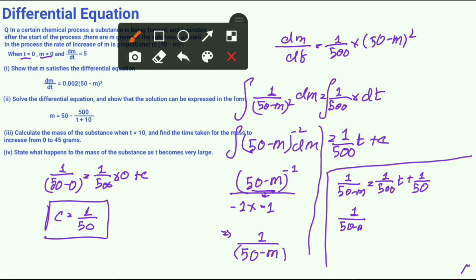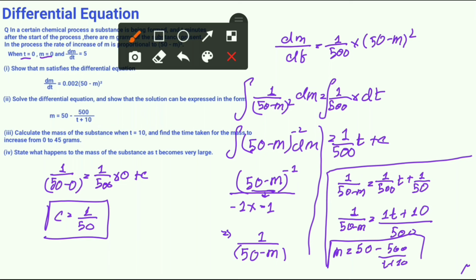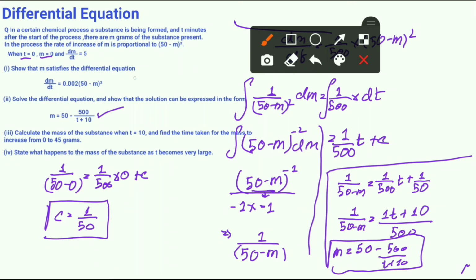And 1 upon 50 minus m is equal to 1 upon 1t plus 1 20 plus 10 upon 500. Get this equation, m is equal to 50 minus 500 upon t plus 10. Okay, we're going to get this equation, and so it is satisfied as well. So part 1 and part 2 is done.